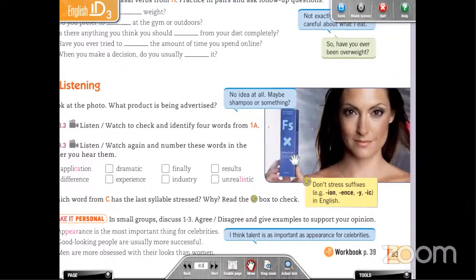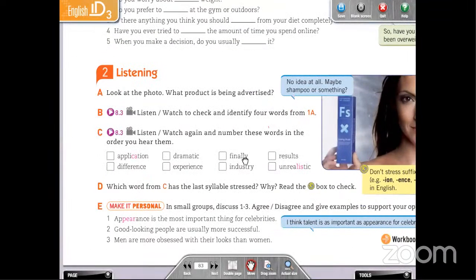No idea at all, maybe shampoo or something. What do you think this product is about? Maybe cream, makeup. I don't know, right? Okay, no opinions.